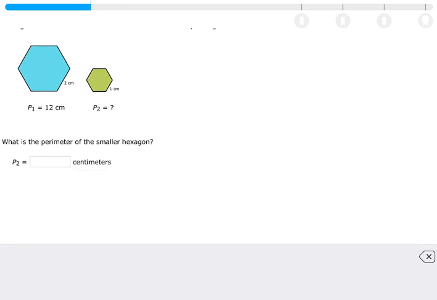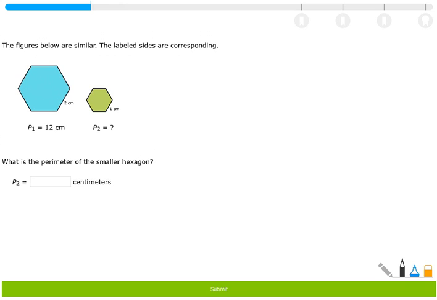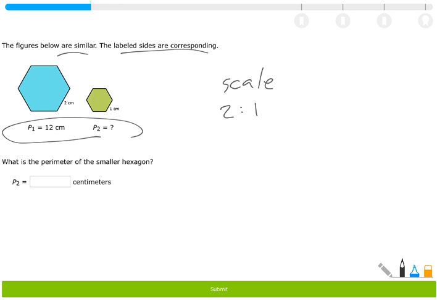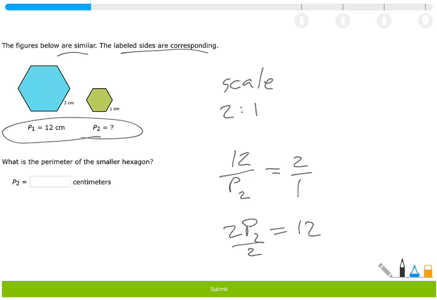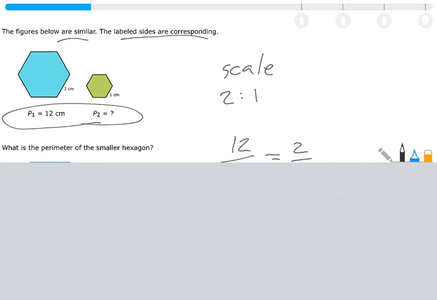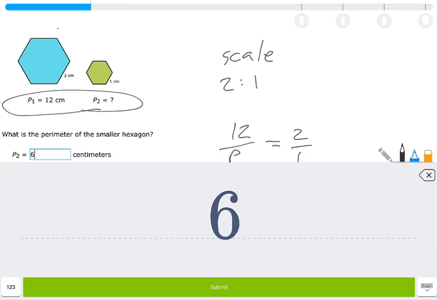Okay, let's just do one or two more. Here, again, similar figures with corresponding sides. So the scale factor is 2 to 1. It's asking for a perimeter, so we use that same ratio. So we get 12 is to P2 as 2 is to 1. Cross multiplying, dividing by 2, we get P2 is 6.